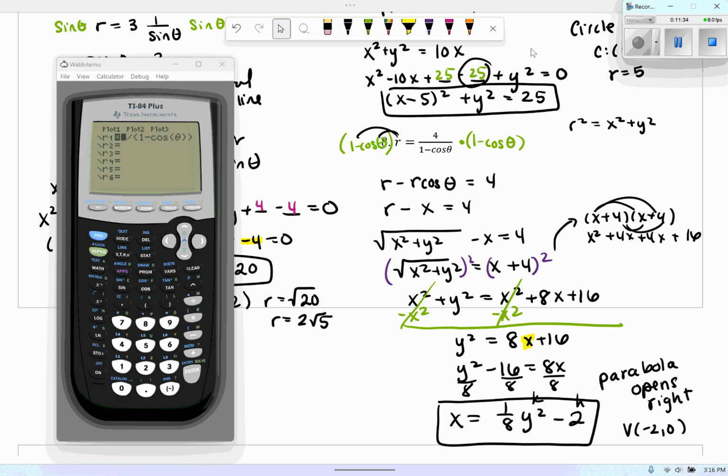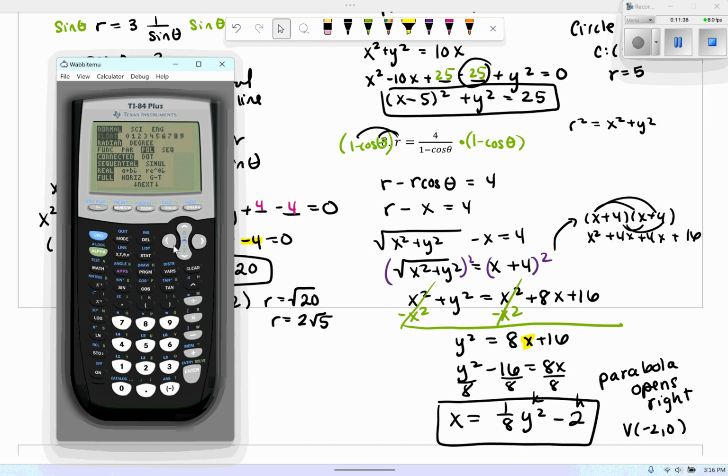So let's go ahead and look at this on our graphing calculator. If we go to mode and put this in polar mode, and we're on radian as well, and go to my y equals, and now notice it has r. So 4 divided by 1 minus cosine theta. And if I then hit graph, you can see it's a sideways parabola with the vertex at -2, 0.